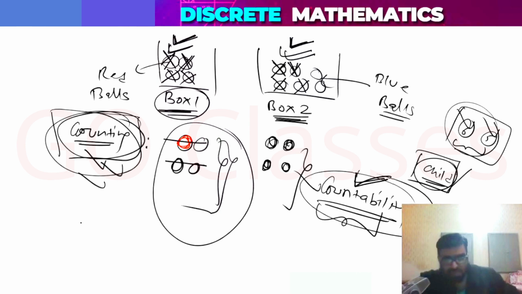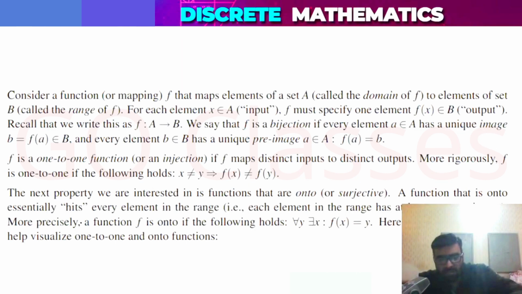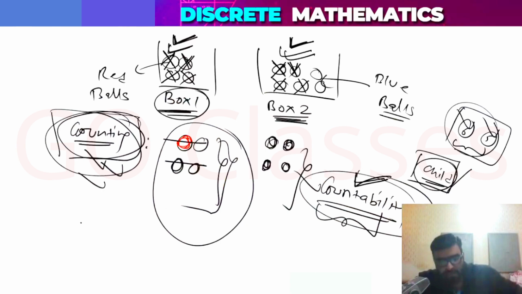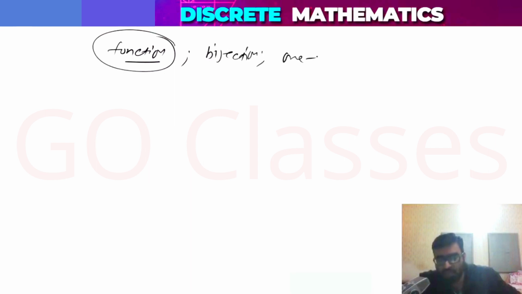Okay, so now after this, let's see. Actually if we want to go into formal definitions, so far we have seen this very informal example, but if we want to go into formal definitions of countability, uncountability, all these things, then you must know some prerequisites. What are the prerequisites? What is a function, what is a one-to-one function, and what is an onto function, bijection. So these things are prerequisites: function, bijection, and one-to-one function.